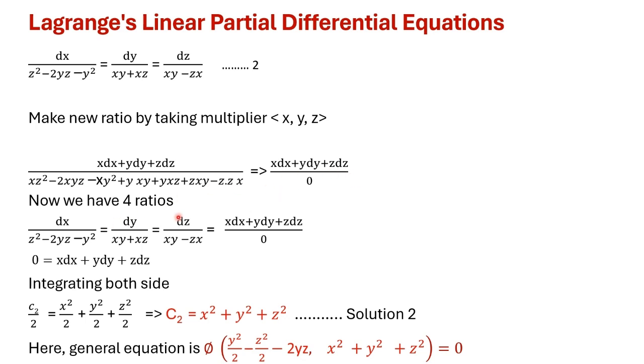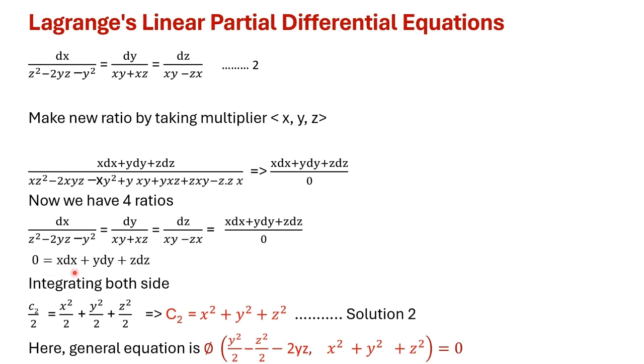So now we have 4 ratios. These are the three original ratios and this is the newly formed ratio. So when we take any two fractions and multiply with 0, it becomes 0. So we get this. Integrating this on both sides, 0 when integrated will give a constant. We'll take it as C2 by 2 for ease of calculation.